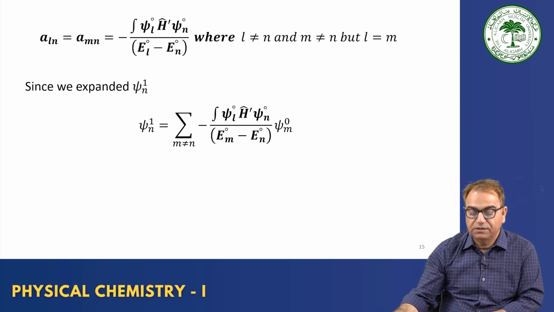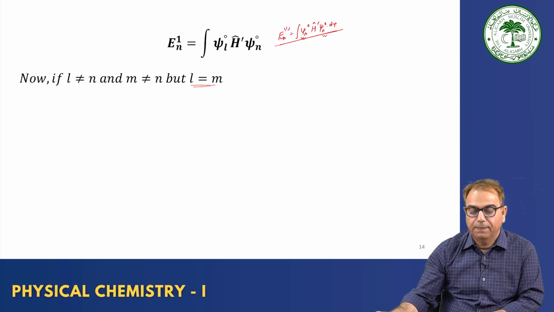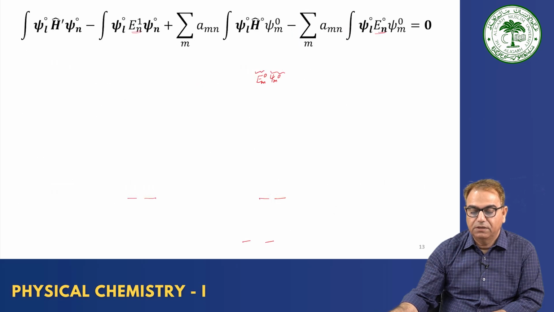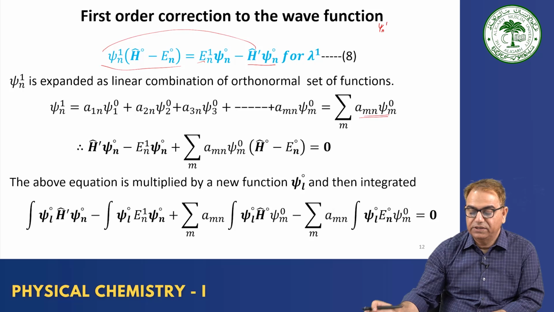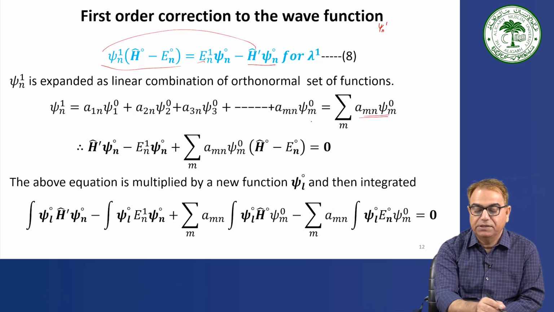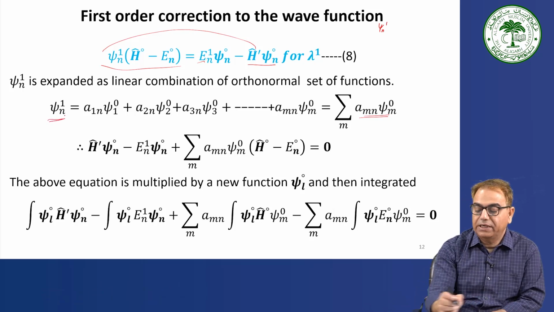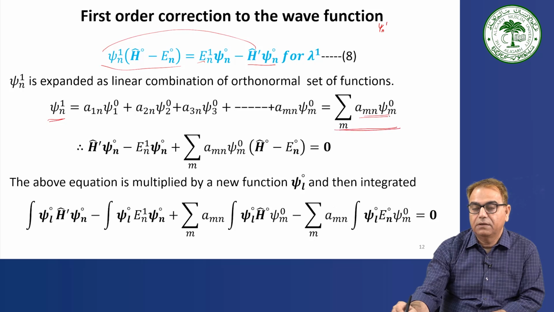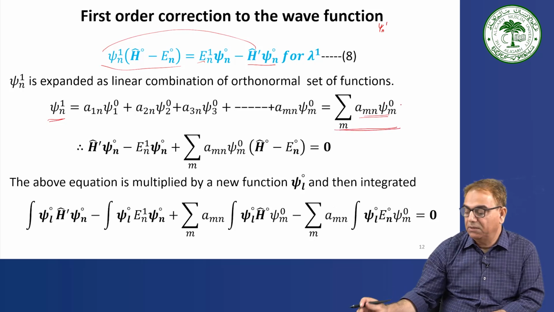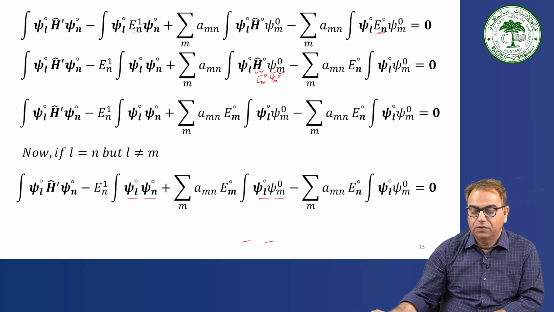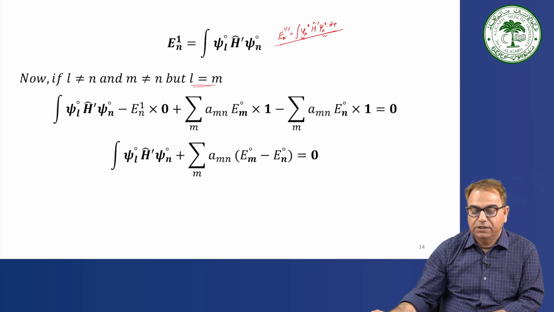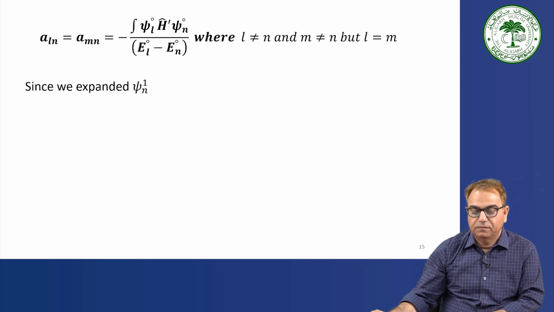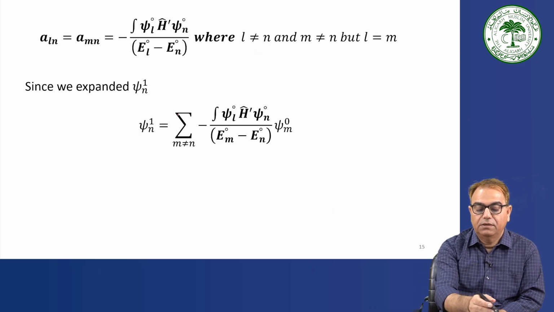If you remember the first equation, let me go back because you should not forget this one. This was the expansion of psi N1. So psi N1 is actually this one, A M N multiplied by psi M naught. So what you get is A M N multiplied by psi M naught. So the A M N value we found, and this is the equation.